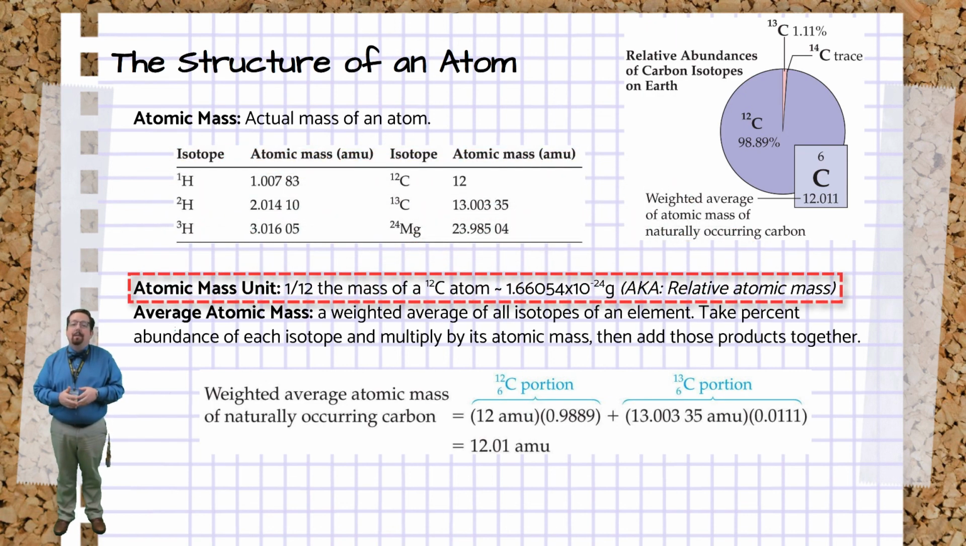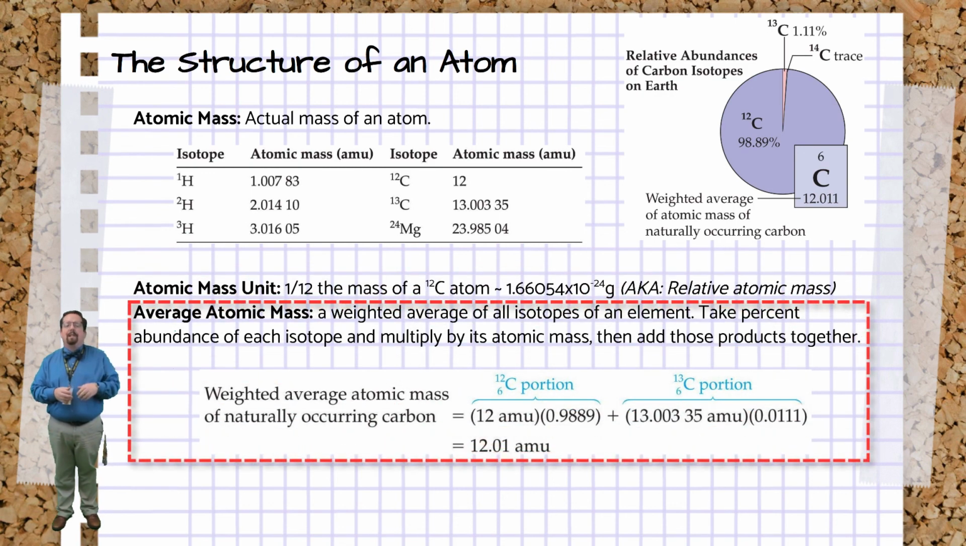1 AMU is universally defined as 1/12 the mass of a carbon-12 atom, or about 1.66054 times 10 to the negative 24 grams. This is relative to carbon-12, therefore it's called the relative atomic mass. This is why the carbon-12 atom has an atomic mass of exactly 12, while the other atoms on this chart have long decimal numbers. While we're on the subject of isotopes, the average atomic mass is a weighted average of all the isotopes of an element.